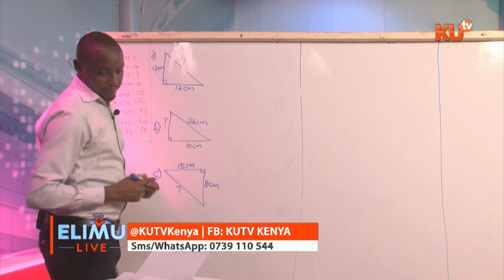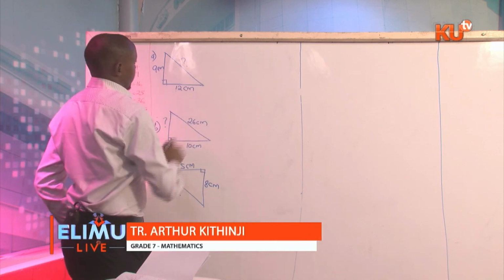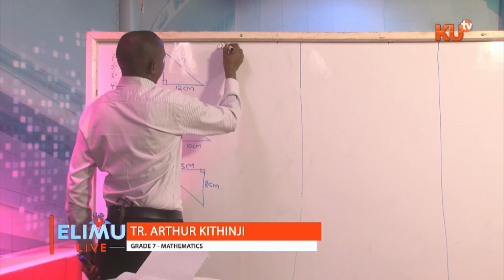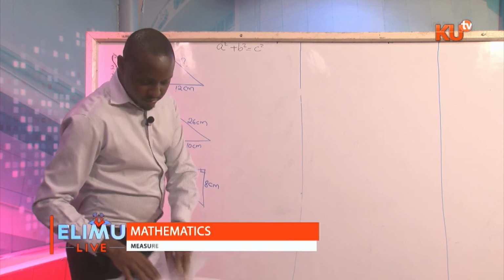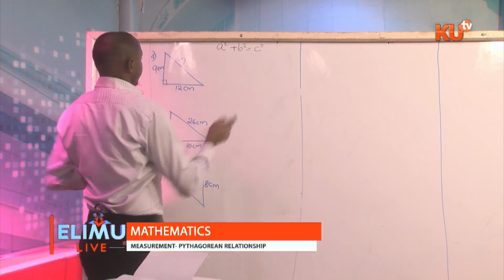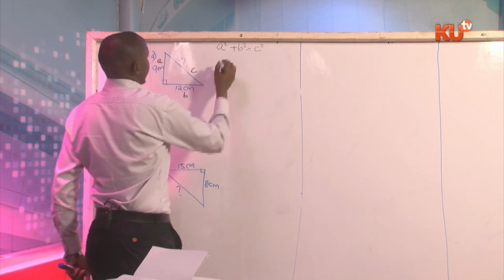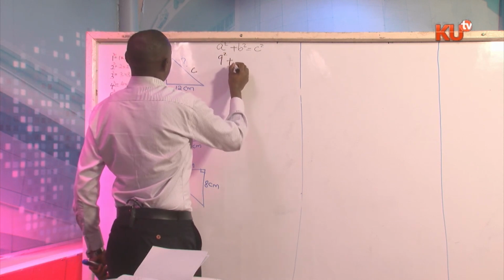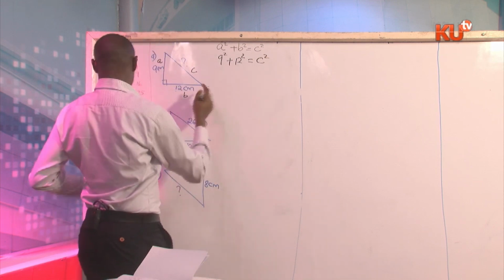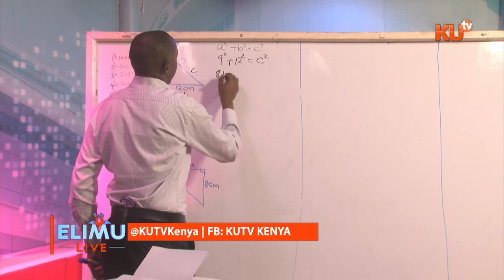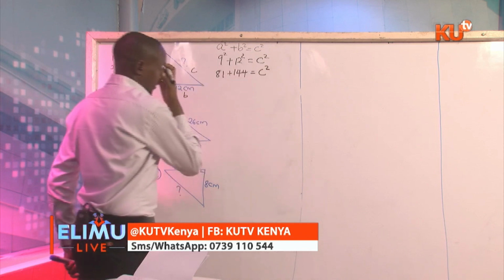So let's check for A. So let's get the missing side. We know that from our equation, A squared plus B squared is equal to C squared. And therefore, if this was our A, and this was our B, and this is our C, 9 squared plus 12 squared is equal to C squared. 9 squared we saw previously, is 81. 12 squared we saw that it's 144, which is equal to C squared.